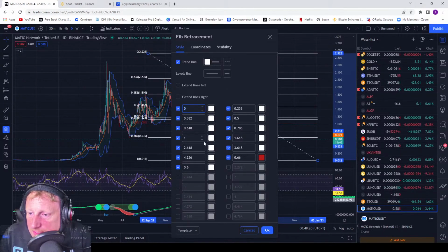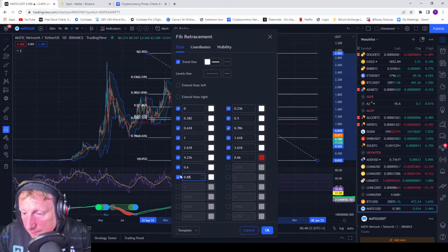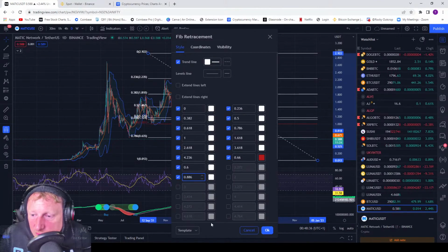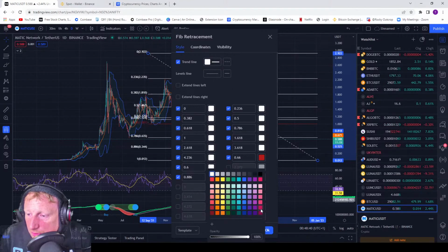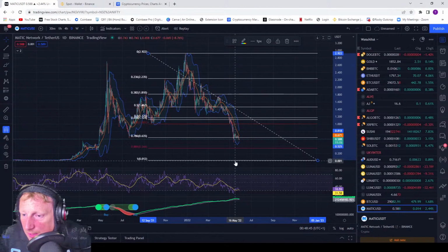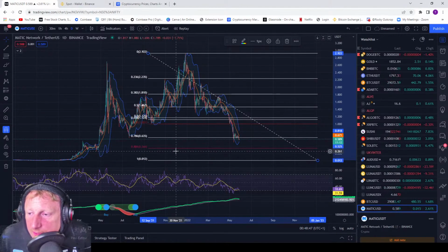But let's get rid of that. Okay, let's just add this. I think that's what you want, and I'm going to change it to purple so we can see what it is. Press OK. Alright, so here we go. So we are at the top there, and we've gone right down to the bottom.